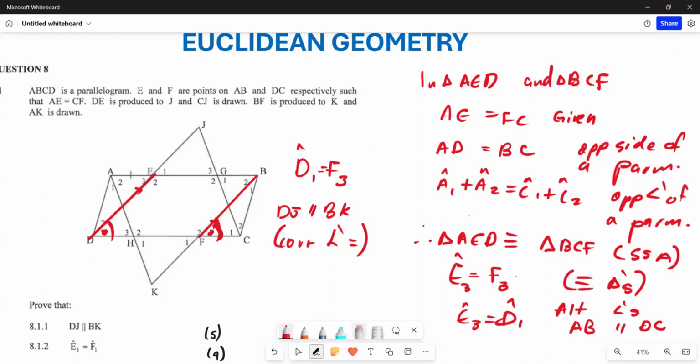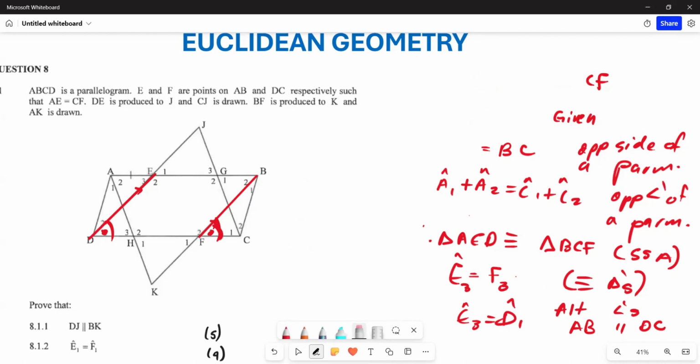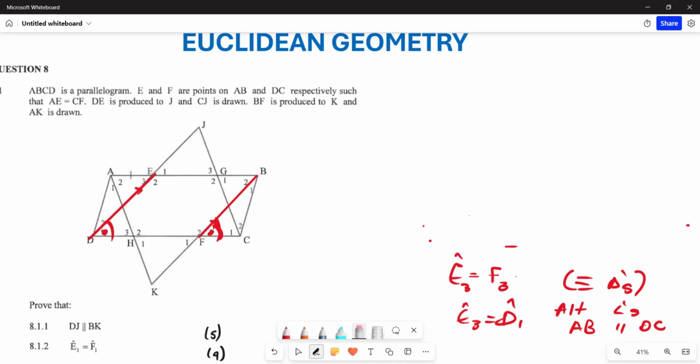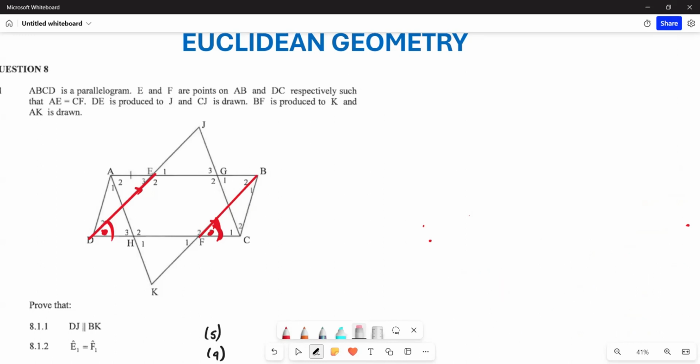Now let's try and continue and see what else I can do here. The last question states that you prove that your angle E1 is equal to your angle F1. It wants you to prove that your E1 is equal to your F1. What is it that you can do now to prove that?